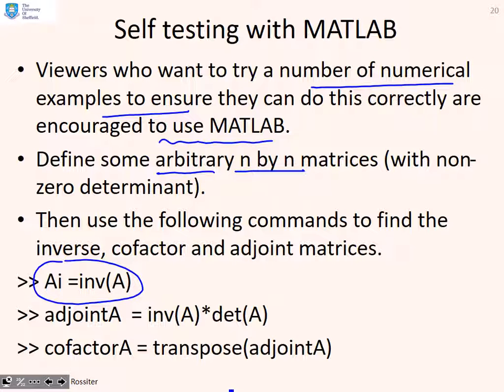So you can find the actual inverse using the command inv A, that's the easy bit. If you want to find the adjoint, then you can trick MATLAB into doing it for you by writing inv A times det A. Inv A gives you the inverse, det A gives you the determinant. And if you want to find the cofactor matrix, you can just write the transpose of the adjoint. So the key point is you can create your own examples, see what the answers should be, and then try and replicate those on pen and paper.